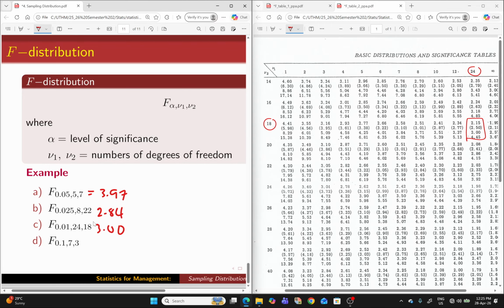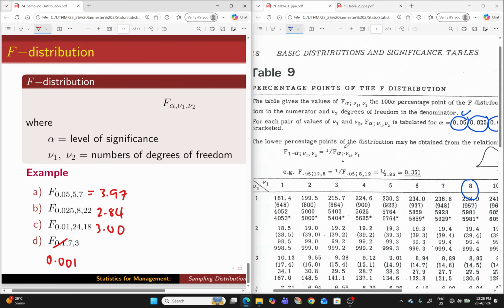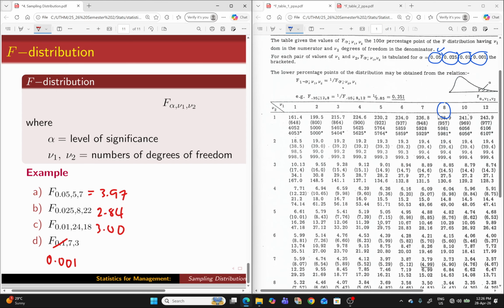There's a typo here because the significance levels are 0.05, 0.025, 0.01, 0.001, isn't it? I put 0.1 here, cross that out and put 0.001. Okay, that was wrong. 7 and 3. Where are 7 and 3? This must be the first page. 7 and 3. 0.001 is the last number. That would be.